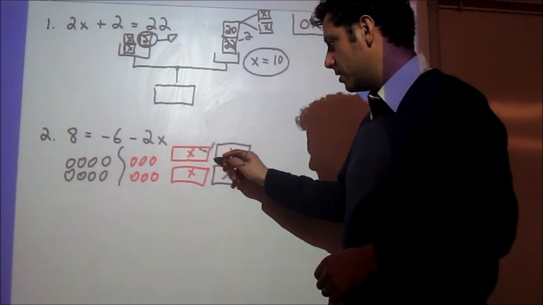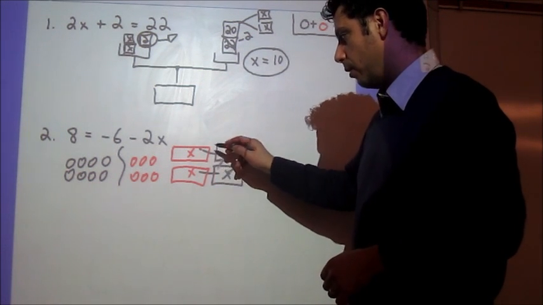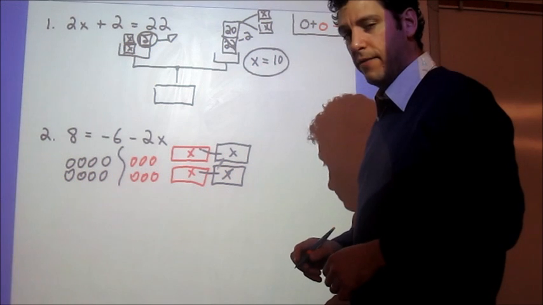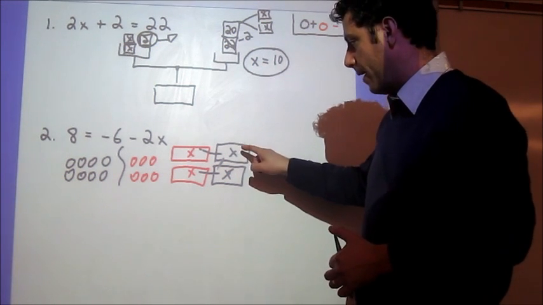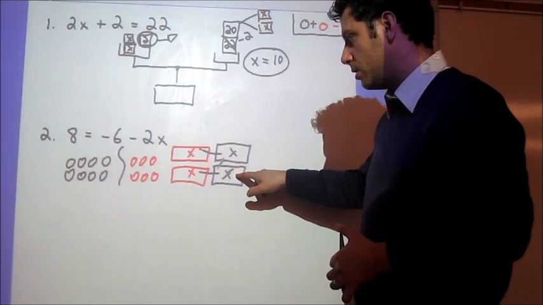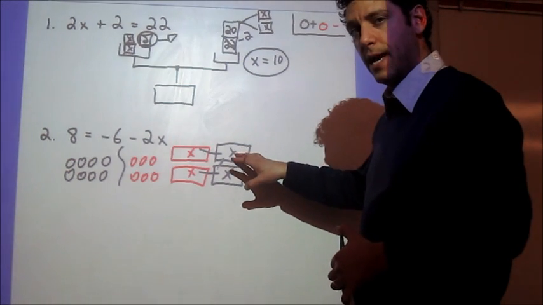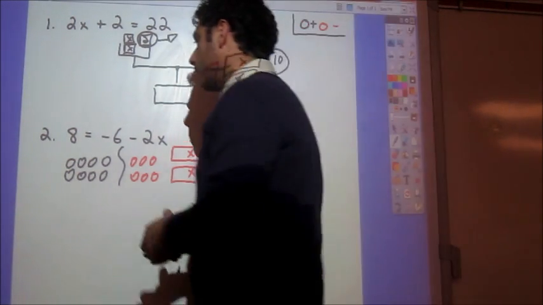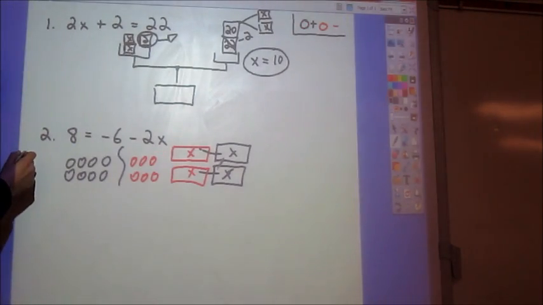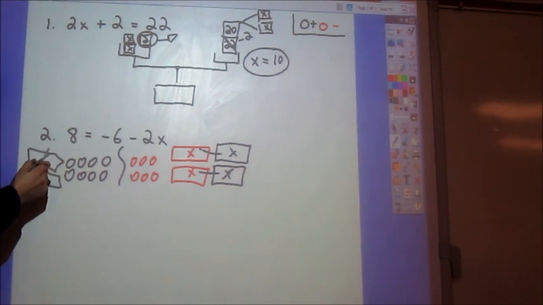So these 2 actually cancel each other out. These 2 cancel each other out. They're 2 zero pairs of variable tiles. And I've had to add 2 positive variable tiles to this side to make that happen. That's what I did. So I'm going to come over here and I'm going to add 2 positive variable tiles over on this side.